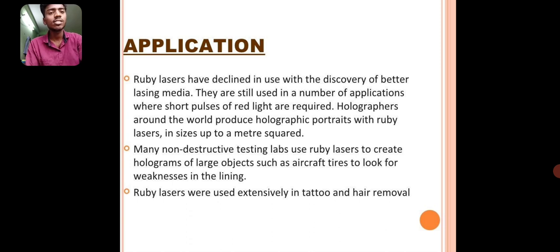Application. Ruby lasers have declined in use with the discovery of better lasing media. They are still used in a number of applications where short pulses of red light are required. Holographers around the world produce holographic portraits with ruby lasers in sizes up to a meter squared. Many non-destructive testing labs use ruby lasers to create holograms of large objects such as aircraft tires to look for weakness in the lining. Ruby lasers were used extensively in tattoo and hair removal.